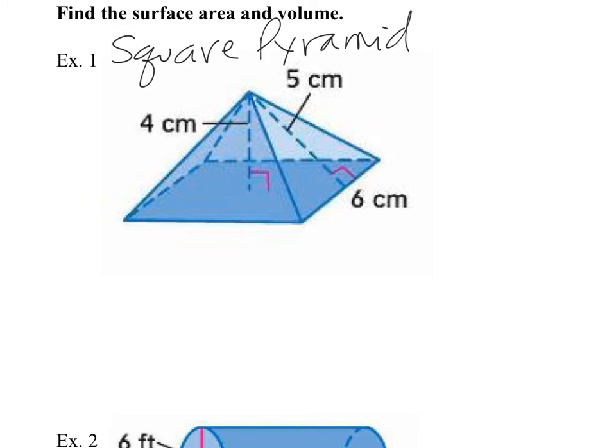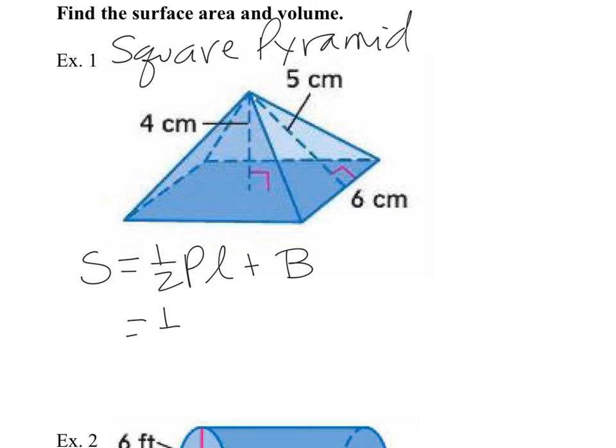So let's start with surface area, and the formula for surface area for a pyramid, if you look at your chart, is 1/2 capital P times L plus capital B. Let's make sure we know what all those things stand for. Capital P is the perimeter of the base. L is the slant height, not to be confused with the regular height of the pyramid, but the slant height. And then capital B is the area of the base.